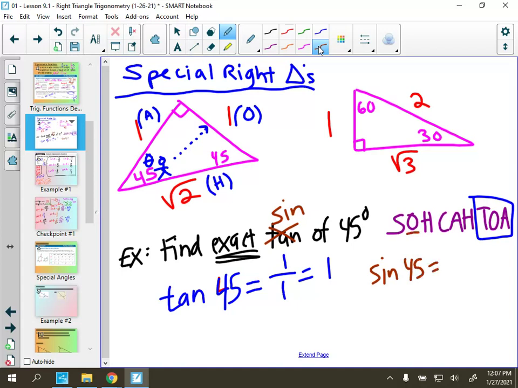All right, opposite is still 1 over the hypotenuse. Oh no, square root of 2. So it's one of those ones that, like we just saw, where I'd ask you to simplify that and say, hey, the exact sine of 45 degrees is equal to the square root of 2 over 2. Right? So I just simplified this one right here.